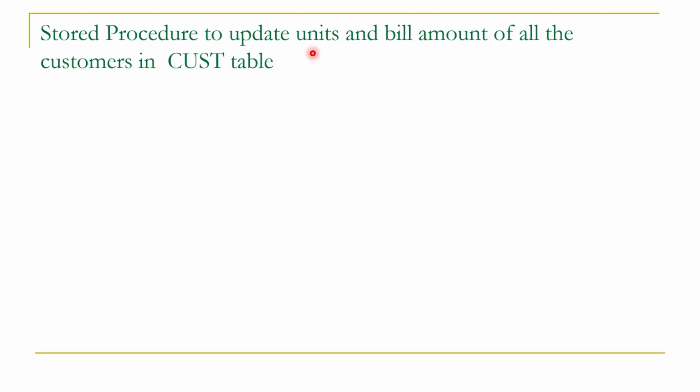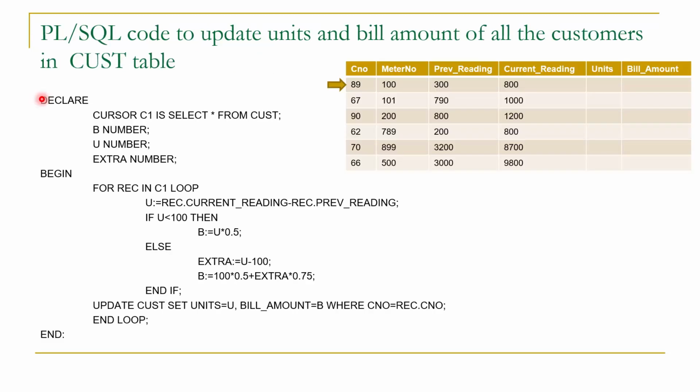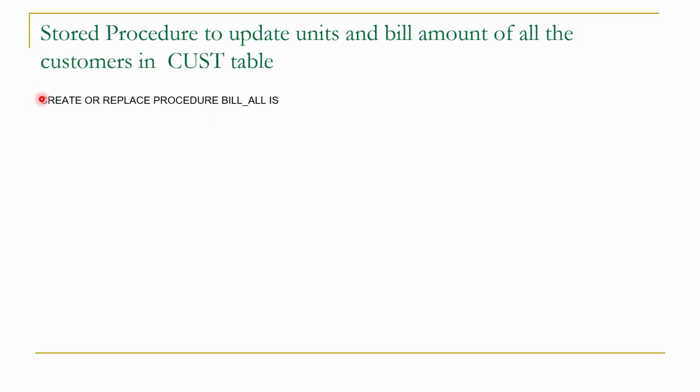Now in this case, we have to write a stored procedure to update units and bill amount of all the customers in the customer table. We already have the logic to solve this problem. We just have to convert this PL/SQL block into a stored procedure. For this, the syntax will be create or replace procedure. Here the name of the procedure is bill underscore all. There is no need to pass any argument to this procedure, so we are not passing any argument. This is part of the syntax.